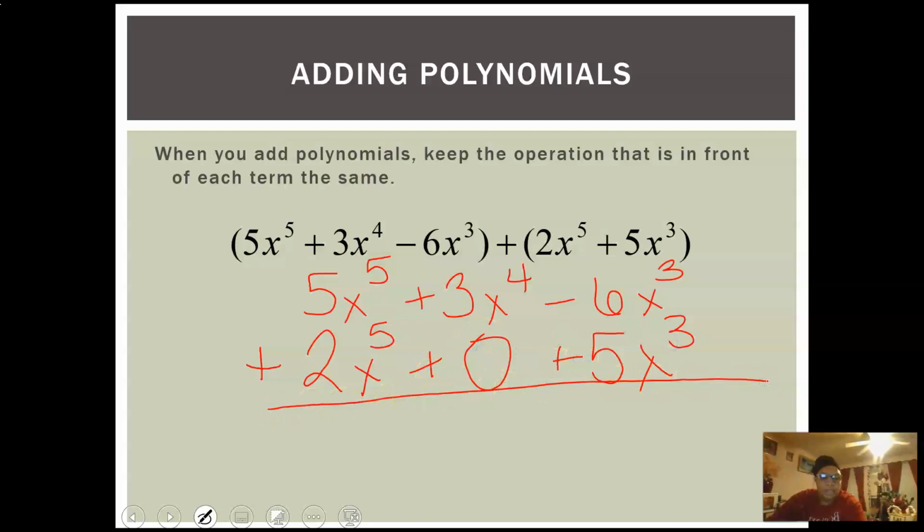So negative 6 plus 5 would give me negative 1x cubed. 3x to the fourth plus 0 will give me 3x to the fourth. And then 5x to the fifth plus 2x to the fifth will give me 7x to the fifth. And as a habit, I always do my equations going from left to right. That's just something that I always do, just to see the numbers, okay?